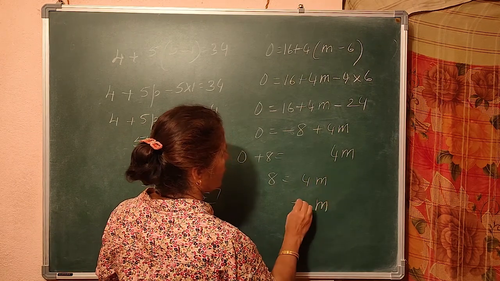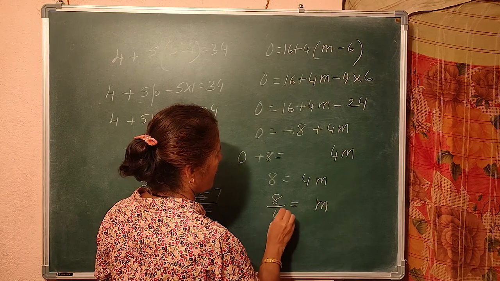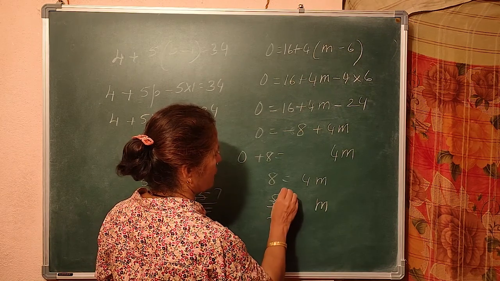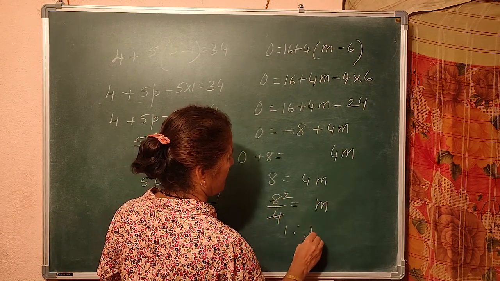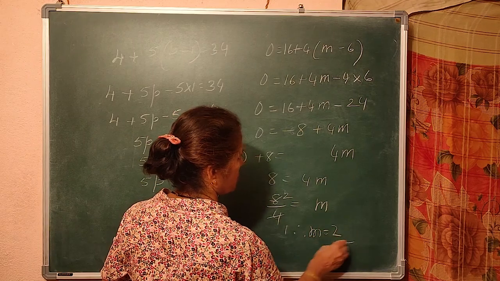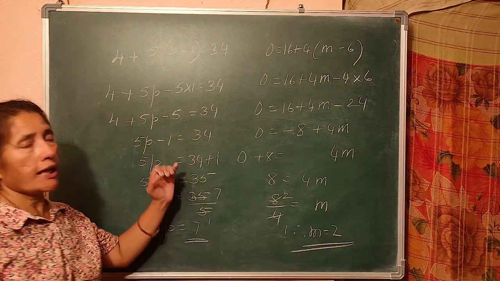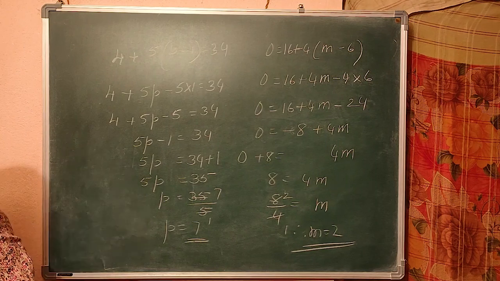m is equal to 8 divided by 4. 4 ones are 4, 4 twos are 8. Therefore m is equal to 2. I hope you understood how to solve all these problems.